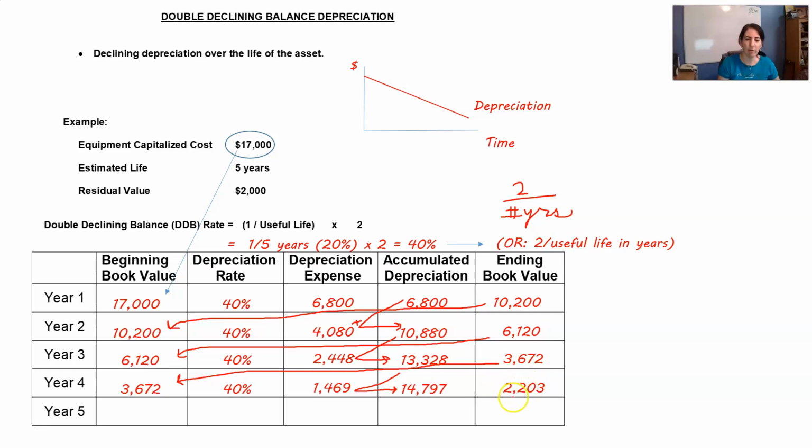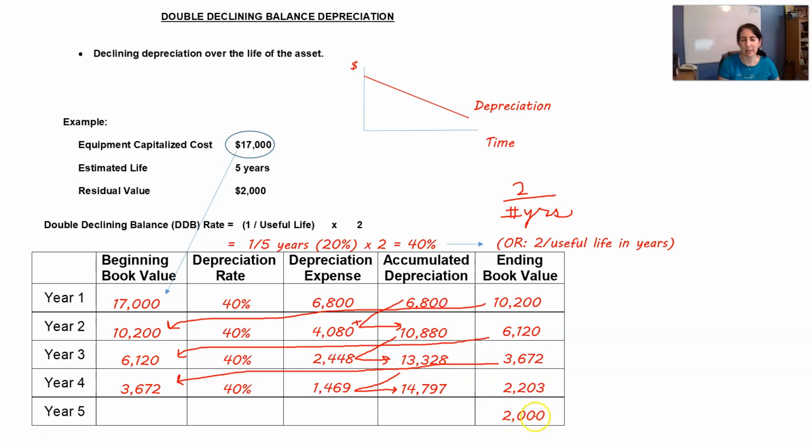Now, before we go any further, we can't depreciate past the residual value. That's a rule. So our ending book value has to be 2,000. It has to be. So that's one of the quirks with double declining balance. It has to be the residual value, it has to be the ending value. If I were to just take 2,203 times 40% and do the same thing I've been doing, guess what? It's going to push me lower than 2,000.